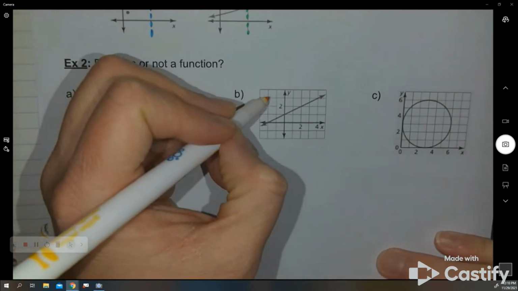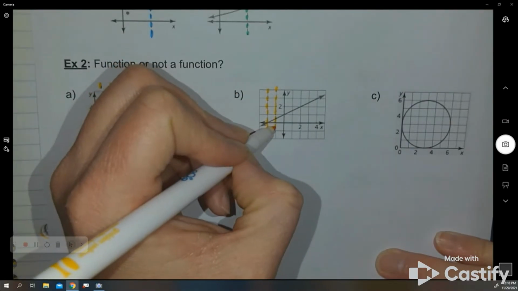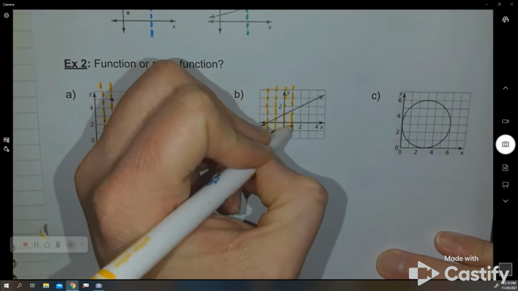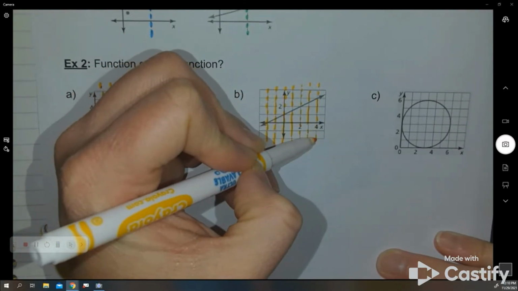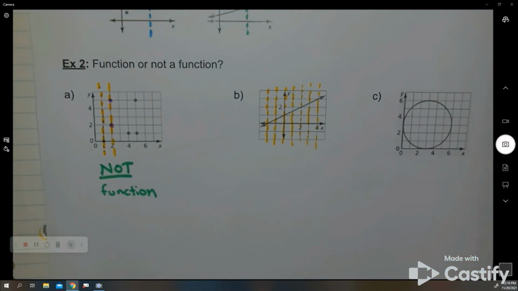Then I'm going to test over here. So I keep drawing all these vertical lines through here. So far, I've only touched the line in one spot for each of my vertical lines. So since none of these lines have 2 outputs for any of these inputs, then we would classify this one as a function.